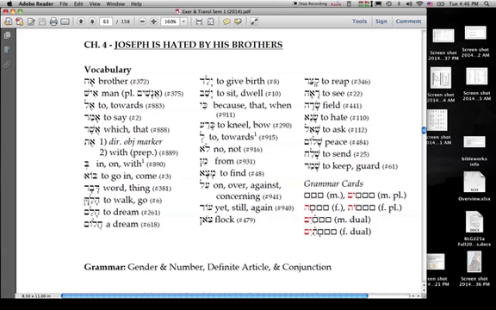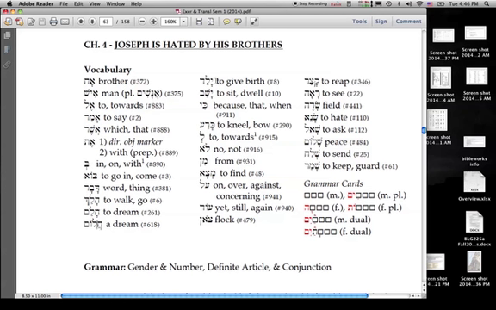Remember, each of these that we're learning, the verbs, that is halach, amar, they actually are already conjugated, and they mean he walked, or amar, he said. Chalam, to dream. Chalom is a dream. Yalad, to give birth. Yashav, sit, dwell.